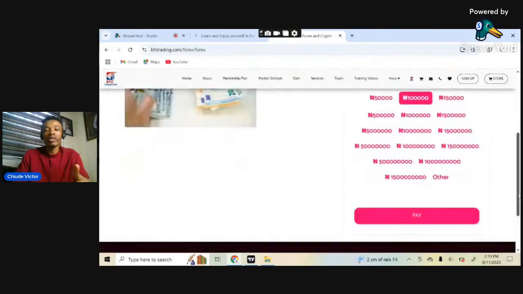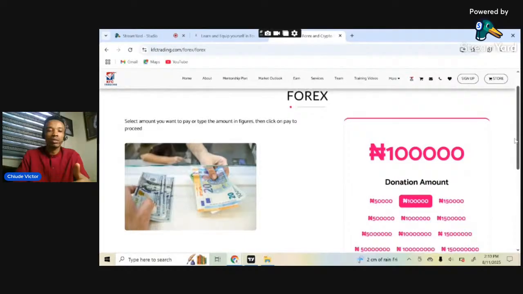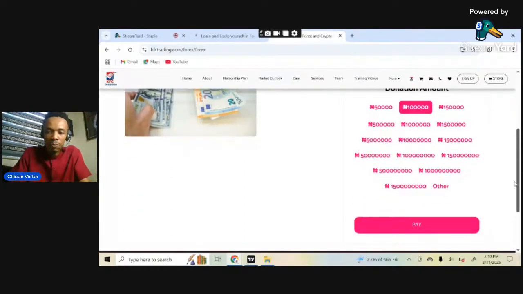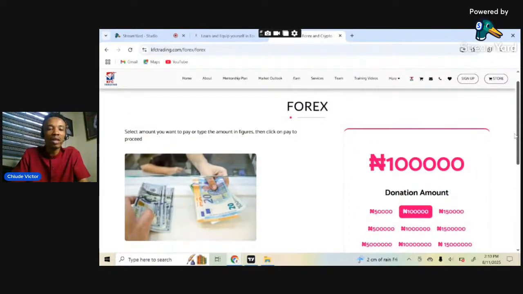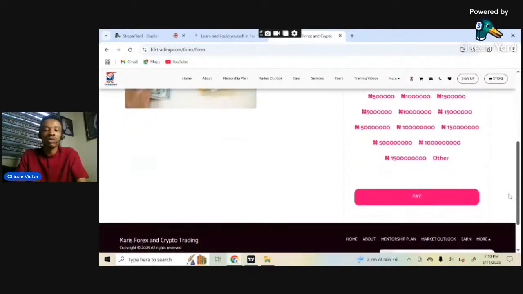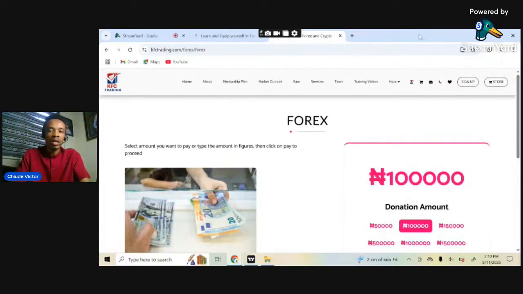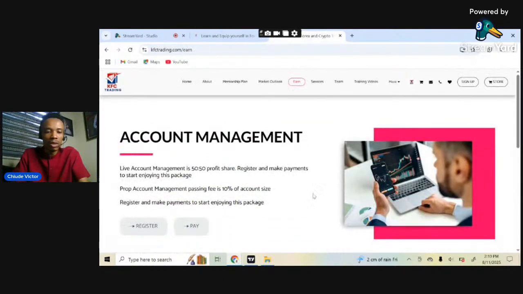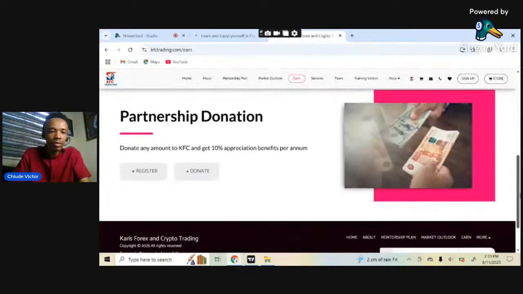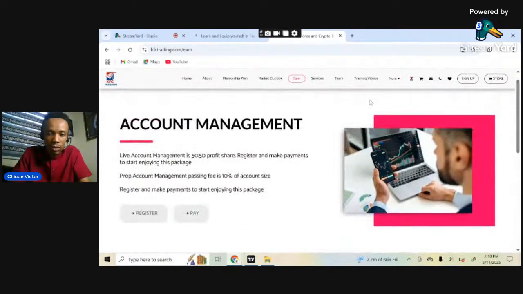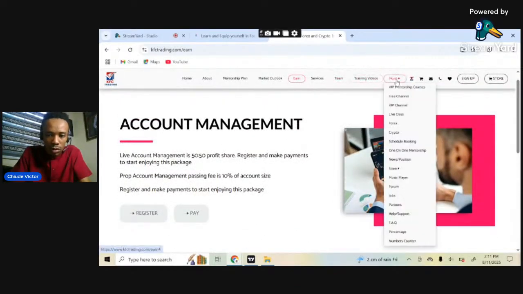So we have the Forex side. You can use it for Forex. You click on Pay on account management, choose the amount or enter an amount under Others if it's not mentioned here, and proceed to make payments. And that's how account management starts. So that's how to engage trade.